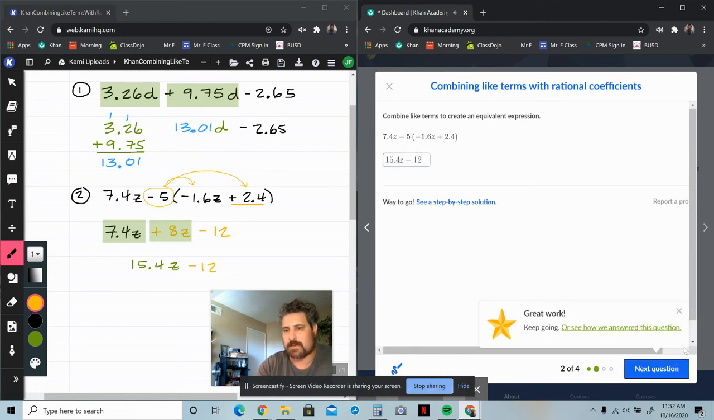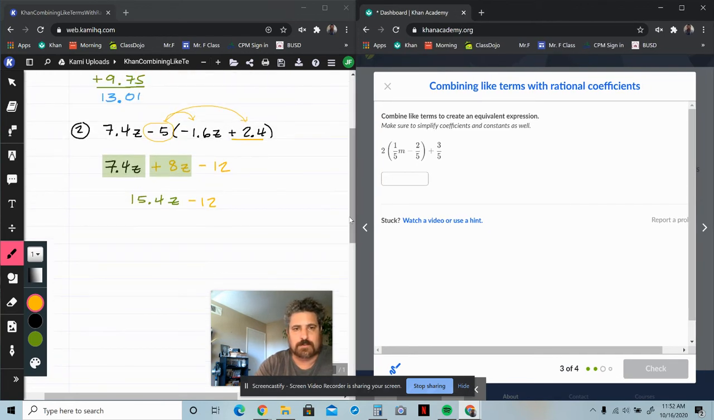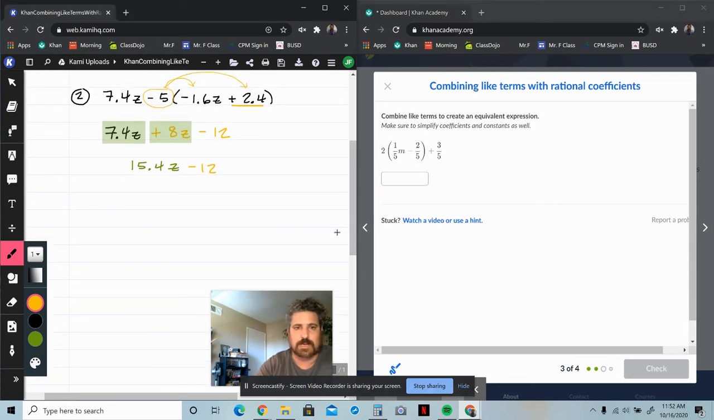And that's how you do it. Let's do the next one. This one has not decimals, but fractions. Okay, so nothing changes. Now that you've got fractions, you just take it one step at a time, and you'll be just fine. So let's do number 3.